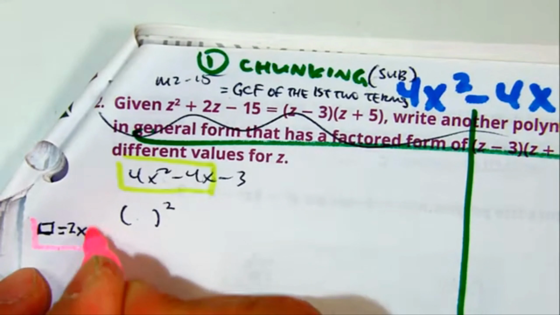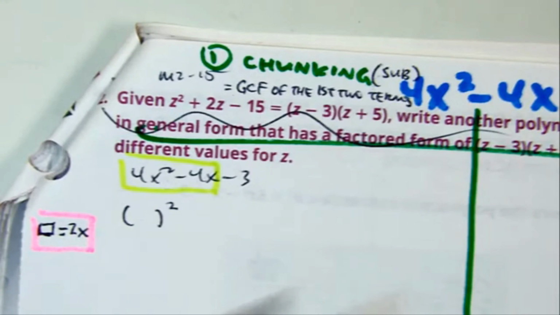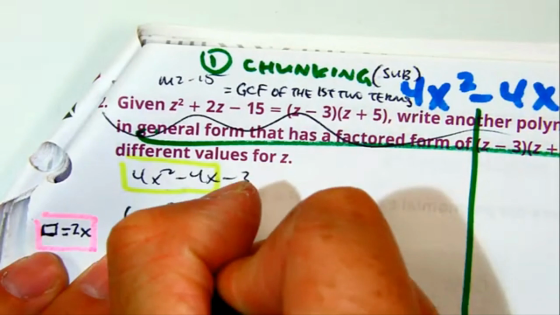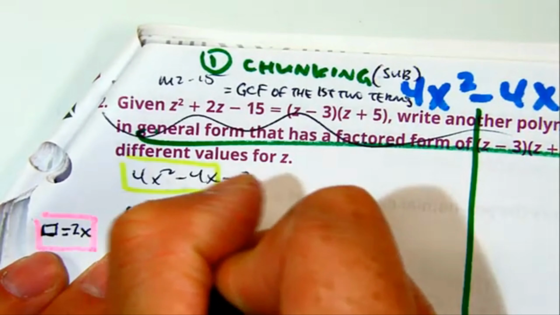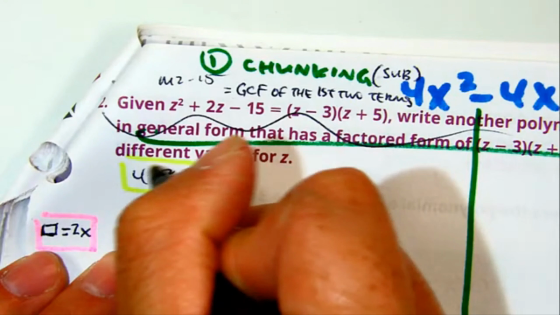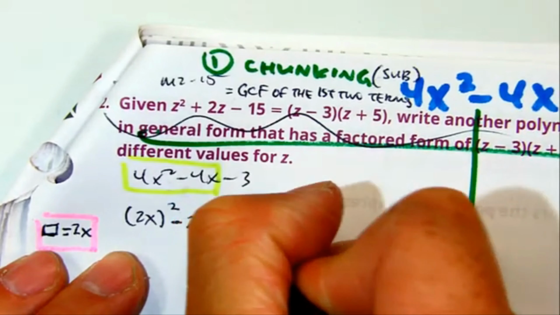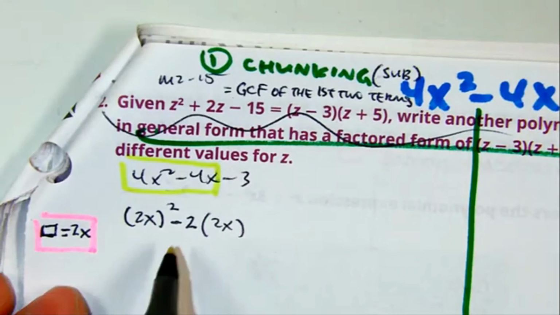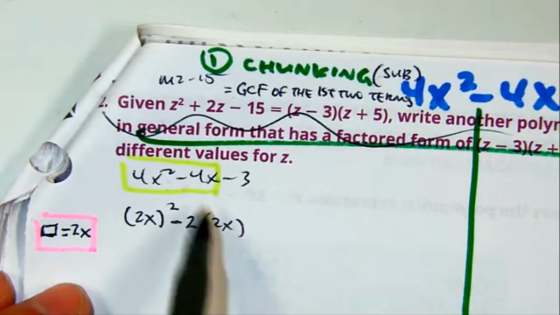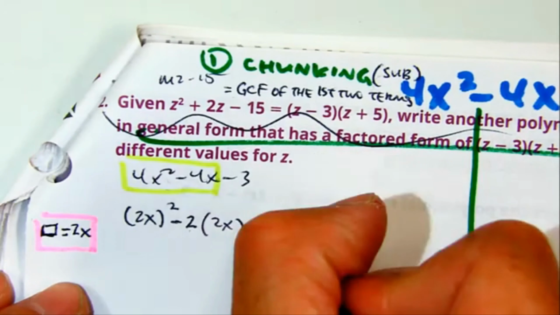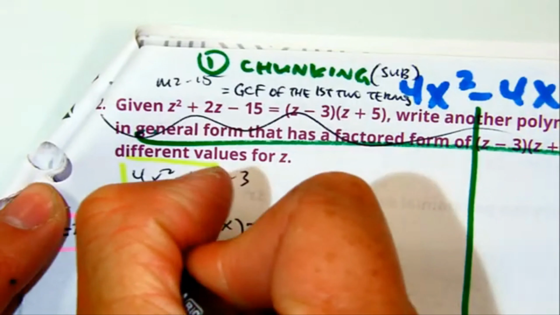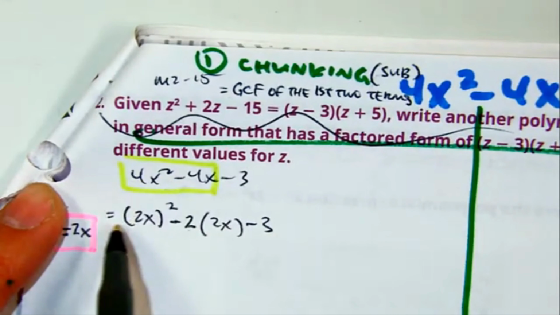So we're going to put in 2x. Look here, watch. So 2x, that means 2x times 2x is 4x squared. And then if I do a minus 2, and I chose minus 2 because now I can do negative 2 times 2x equals negative 4x, and then I have the minus 3. So I'm saying that this expression is equal to this expression.